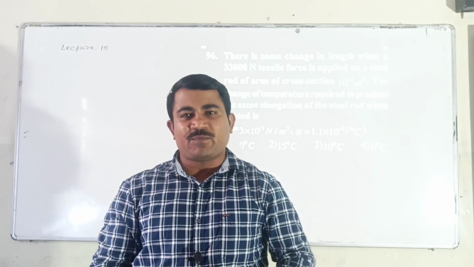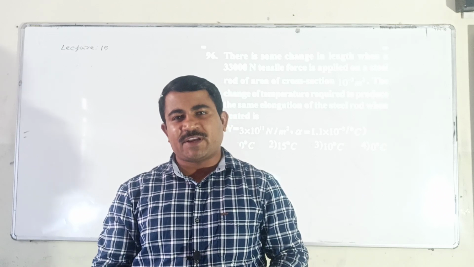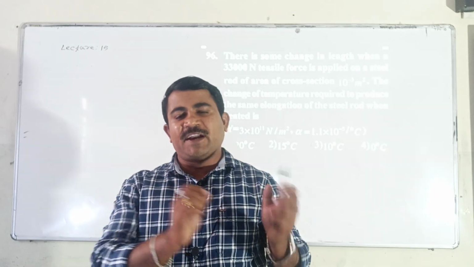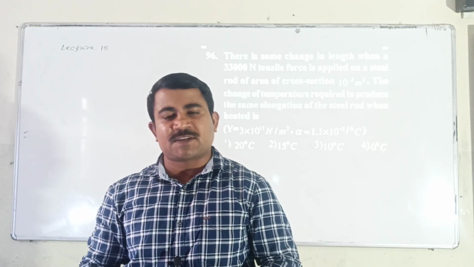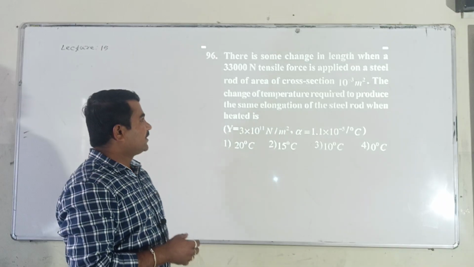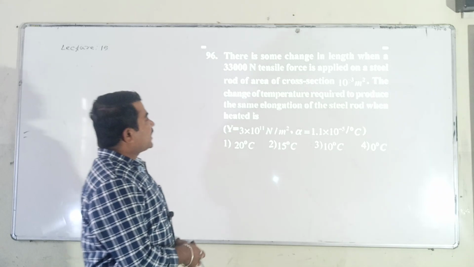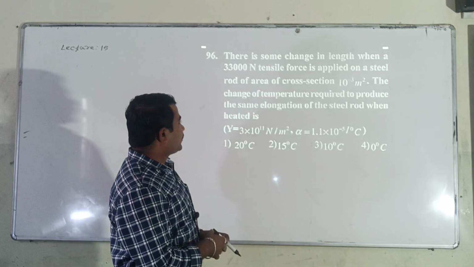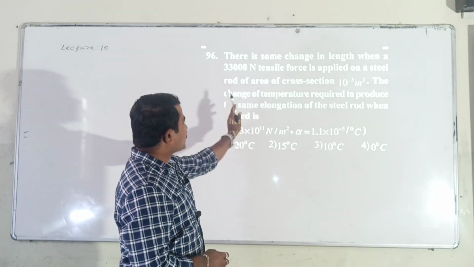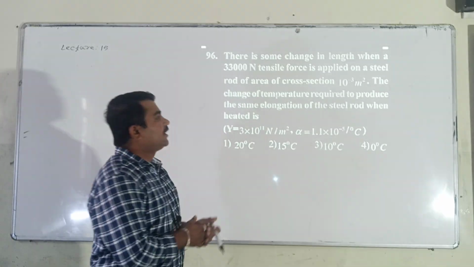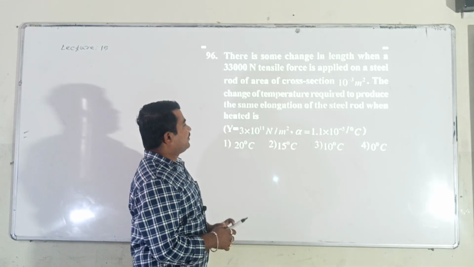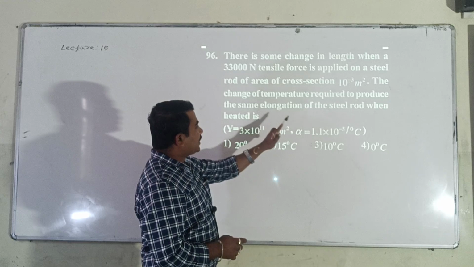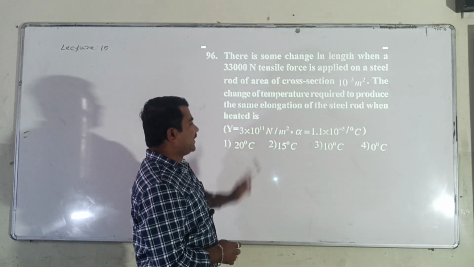In the previous class we were discussing a few numericals concerned with thermal expansion of solids. Now let us continue with some more numericals on that concept. The numerical is: there is some change in length when a 33,000 Newton tensile force is applied on a steel rod of cross-section area 10 raised to minus 3 meters square. The change in temperature required to produce the same elongation of the steel rod when it is heated.